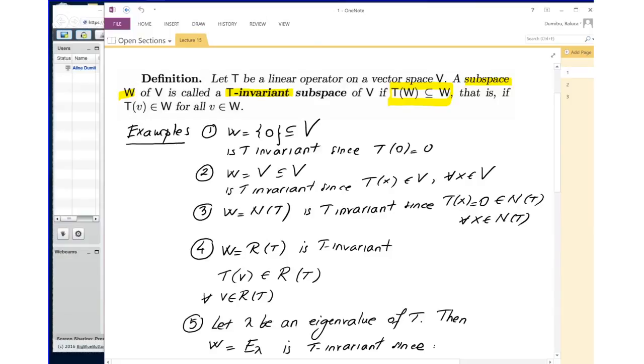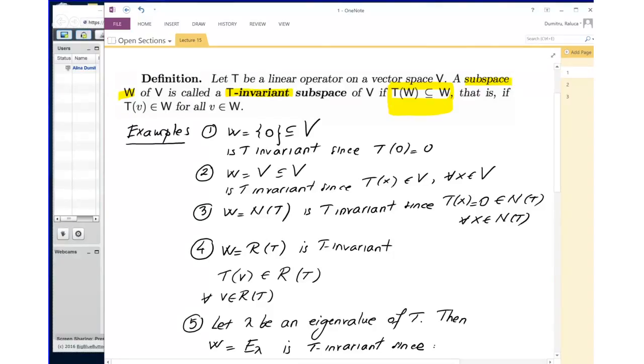So we have a vector space V and the subspace W of V. It's T invariant if this thing holds. So when you apply T to anything in that subspace W, the result is still in W, which cannot be taken for granted. It doesn't happen most of the times. But if W has this property, then it's called T invariant.